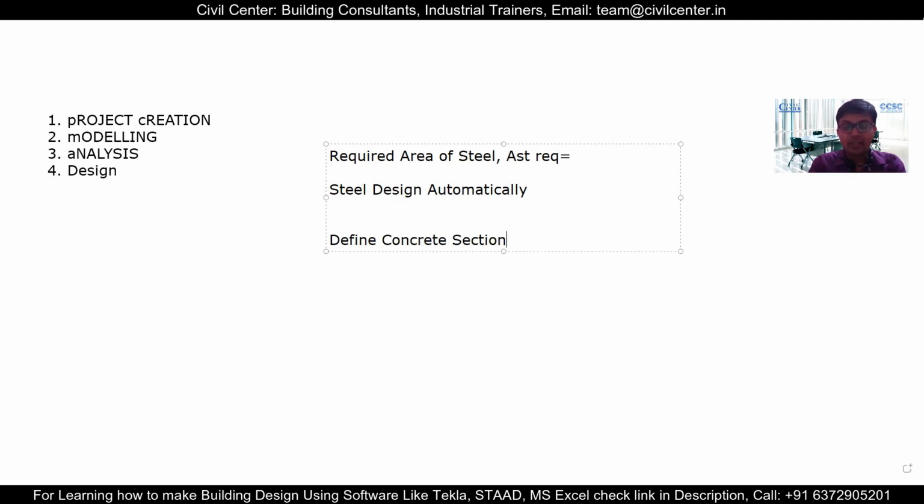So suppose we are thinking about a particular column. Let's suppose we are taking a column size of 300 into 250 mm. You can write 300 mm into 250 mm. So we are defining this section, and the software will take this particular size as fixed and then it will design the area of steel.